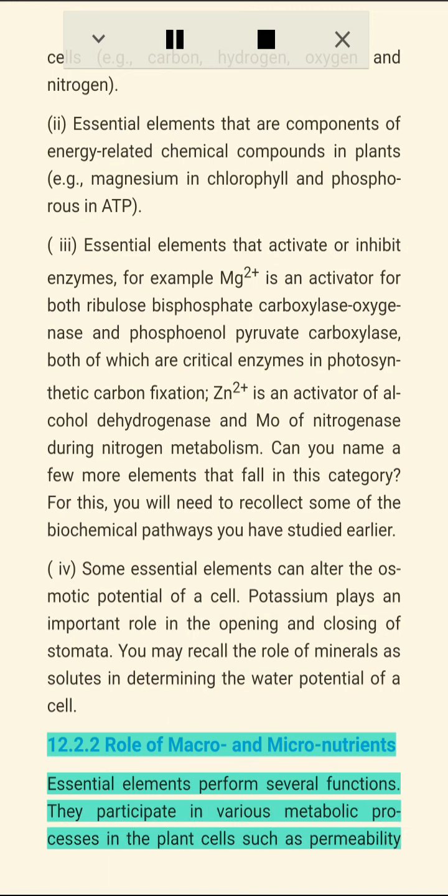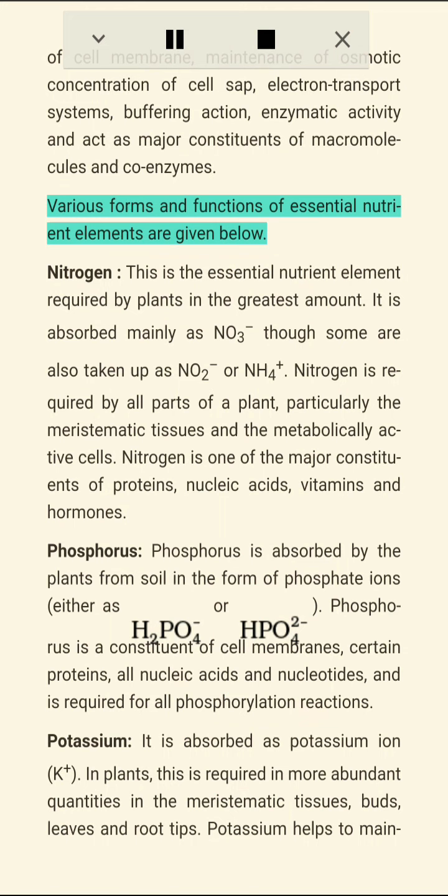12.2.2 Role of macro and micronutrients. Essential elements perform several functions. They participate in various metabolic processes in the plant cells such as permeability of cell membrane, maintenance of osmotic concentration of cell sap, electron transport systems, buffering action, enzymatic activity, and act as major constituents of macromolecules and coenzymes. Various forms and functions of essential nutrient elements are given below.